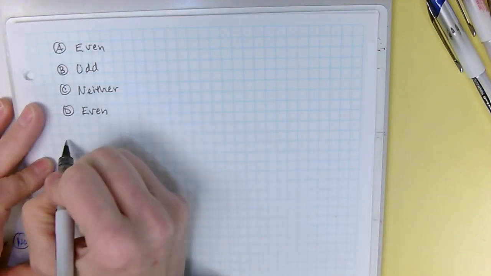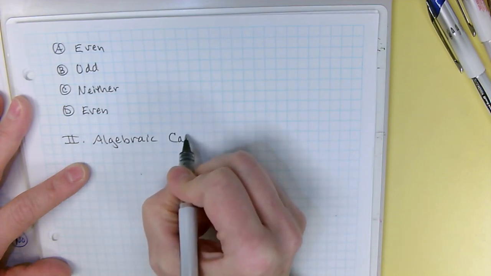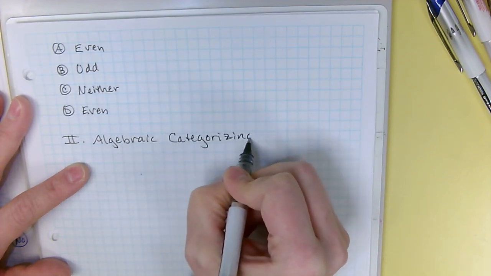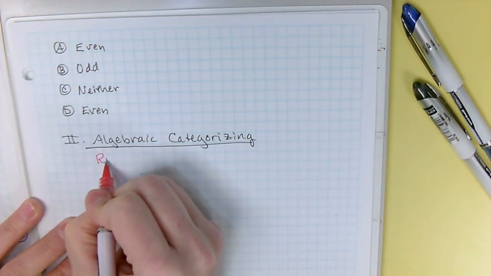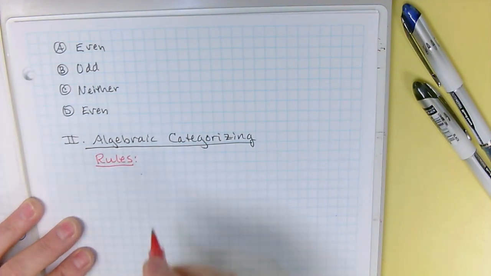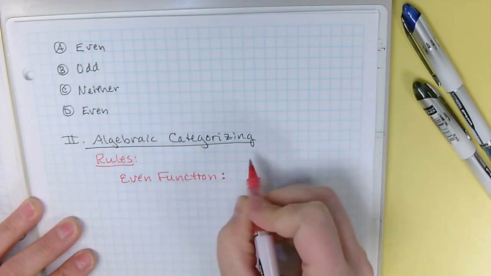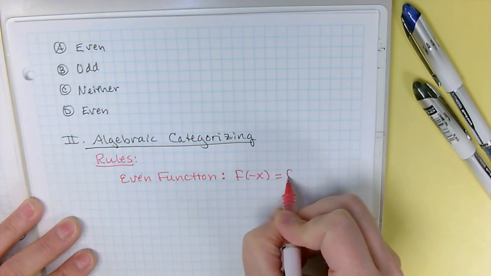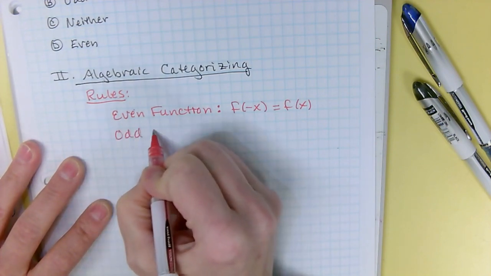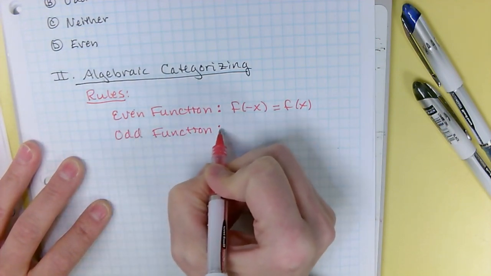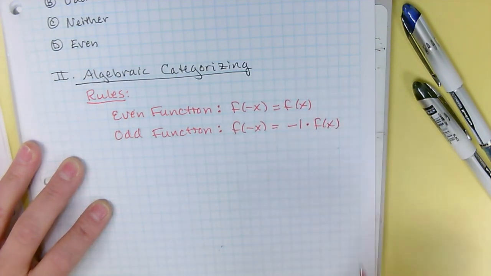All right, so Roman numeral 2, this is a more exact way. We're going to do algebraic categorizing. Okay, so there's two rules you need to know to categorize. If your function is even, then f of -x equals f of x. That's the formula. If your function is odd, f of -x is equal to -1 times the original function.